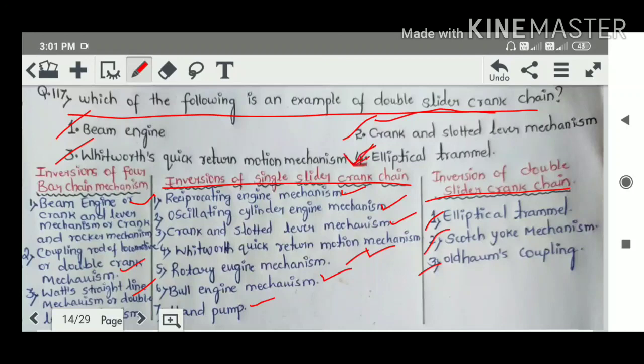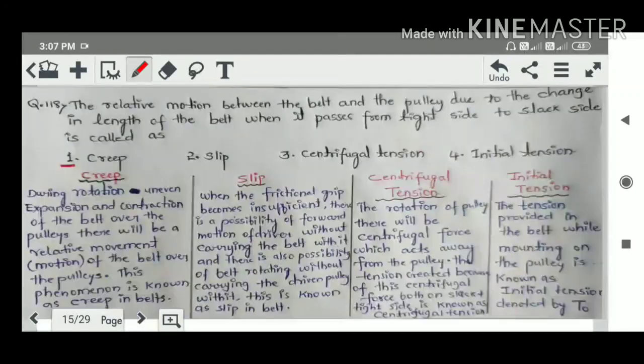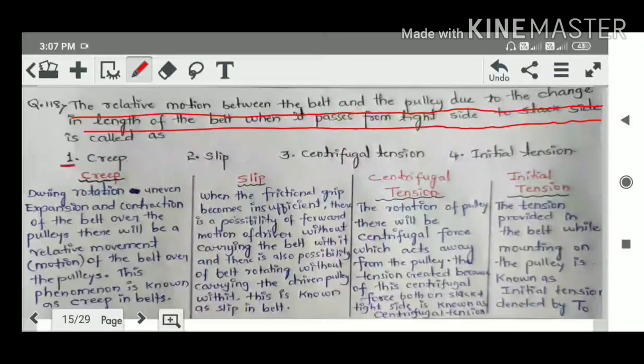Okay friends, let's move on to question number 118. The relative motion between the belt and the pulley due to the change in the length of the belt when it passes from the tight side to the slack side is called as, and the options are creep, slip, centrifugal tension, initial tension. Okay friends, here I have written the definitions of creep, slip, centrifugal tension and initial tension.